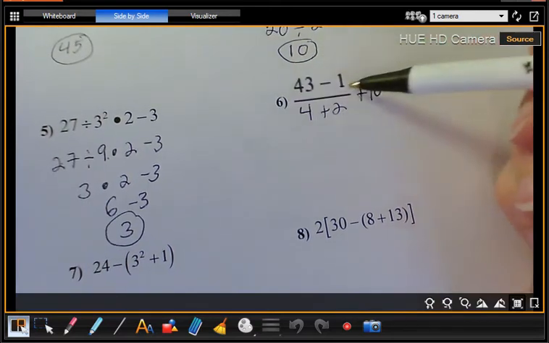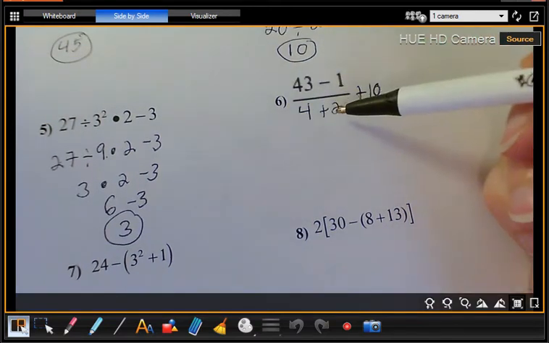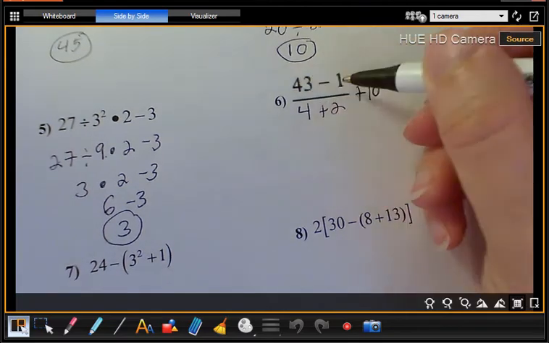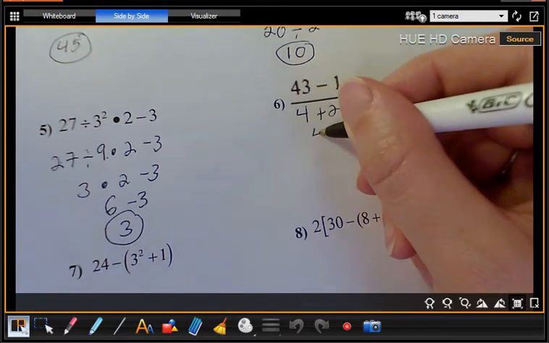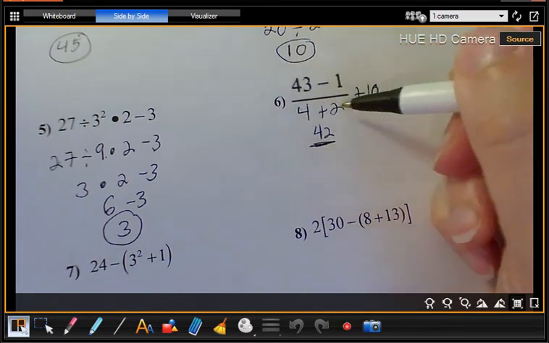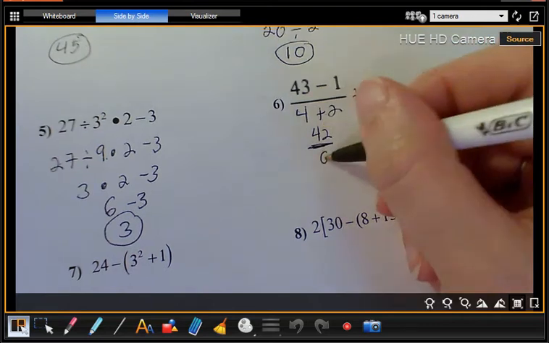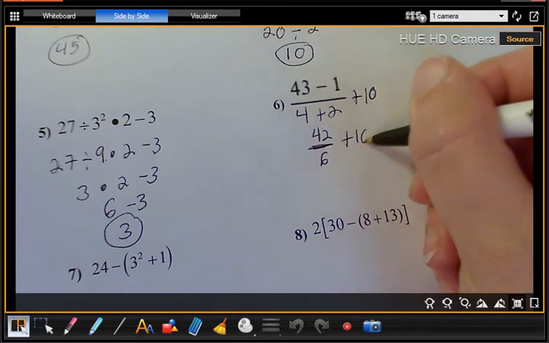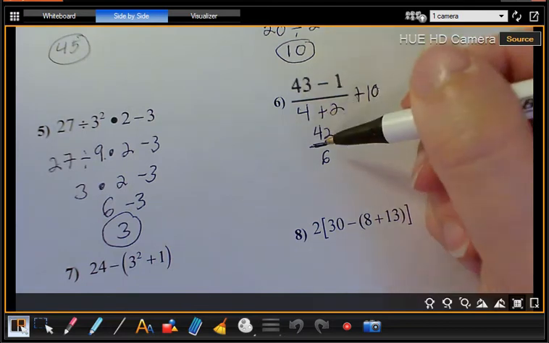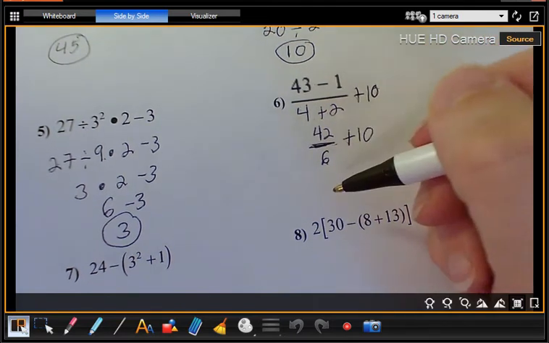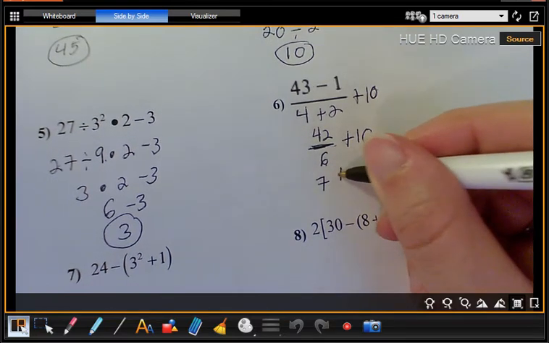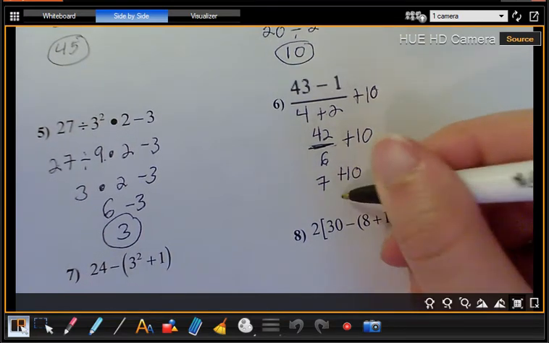Number 6, I often get students very confused about this one. You're going to do the top and bottom like they're in parentheses. I like to do that step at once just so there's more room. 43 minus 1 is 42. Then on the bottom of this is 4 plus 2, which is 6. Then we've got the 10. So we did the top and bottom like they were parentheses. Now 42 over 6 just means 42 divided by 6. That gives us 7. 7 plus 10 is 17.